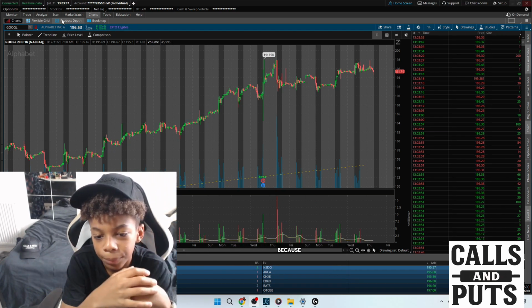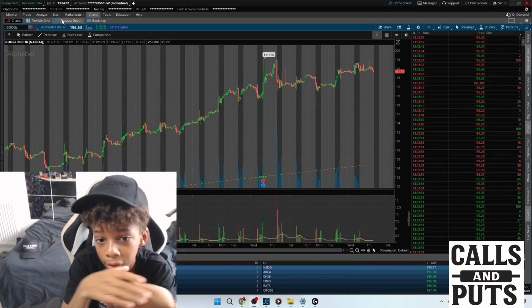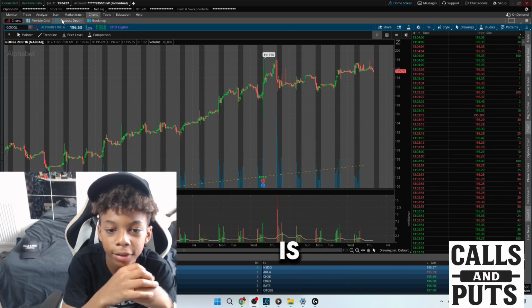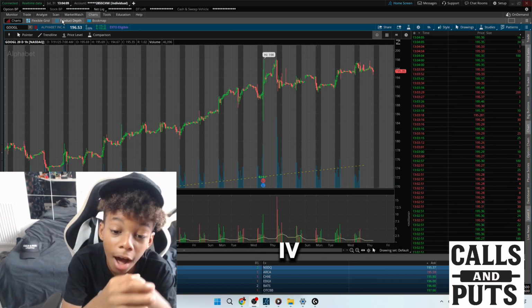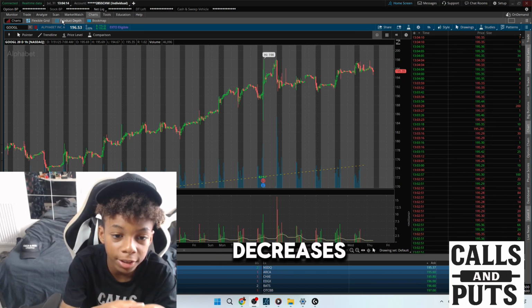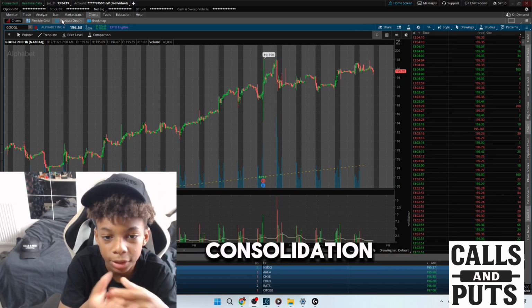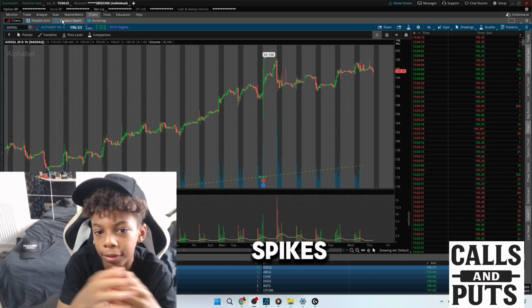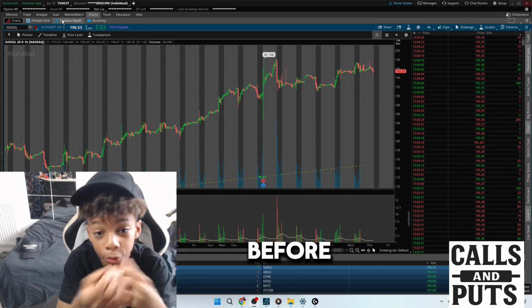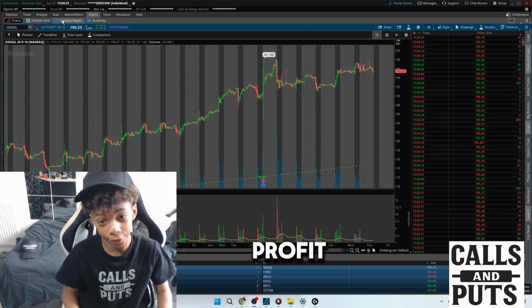I use my strategy because when price is in consolidation, for you guys who don't know, so when price stays at the same level, IV decreases. IV is an expected move for the week. So when the expected move for the week decreases, contracts get cheaper. So when price suddenly breaks out of the consolidation, IV suddenly spikes up, which means the contracts get more expensive, which means more profit overall.